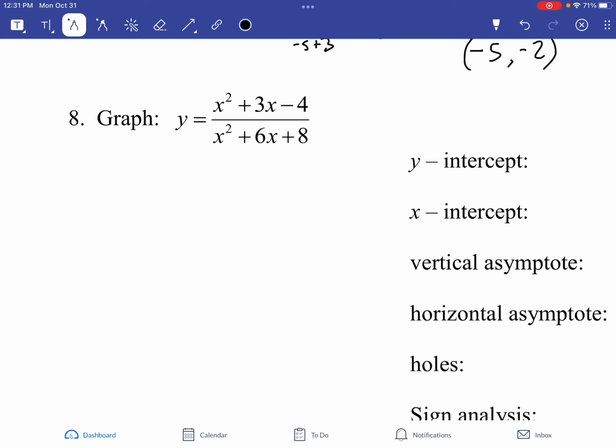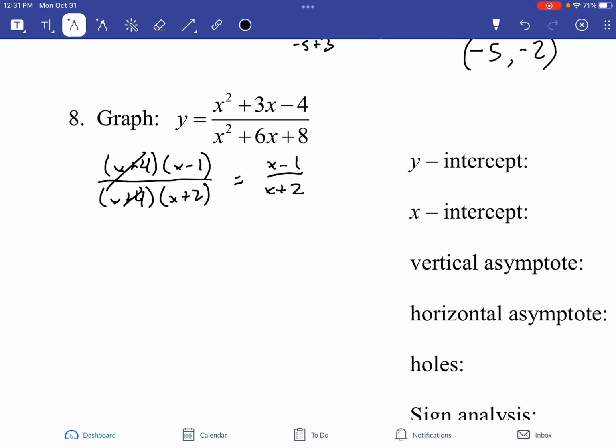Factor the top and the bottom of our fractions. On the top, we're going to get x plus 4 and x minus 1. On the bottom, we're going to get x plus 4 and x plus 2. So what we're going to do is cancel out the x plus 4s. So we have x minus 1 over x plus 2, which we use to find out information on the right-hand side.